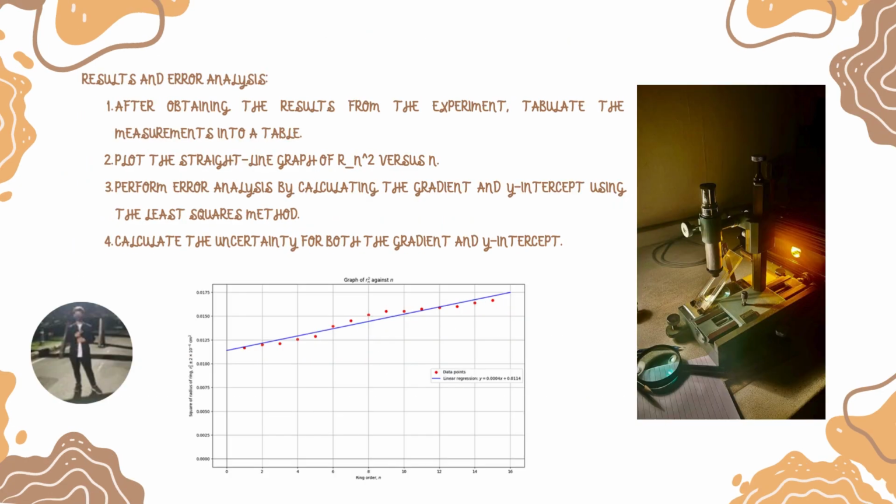After obtaining the results from the experiment, the first step is to tabulate the measurements into a table for clarity and organization. Next, we will plot the straight line graph of Rn square versus n. The error analysis involves calculating the gradient and y-intercept using the least squares method. To ensure accuracy, we must also calculate the uncertainty for both the gradient and the y-intercept.